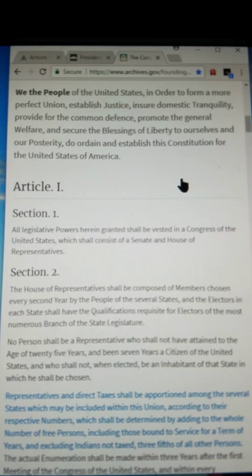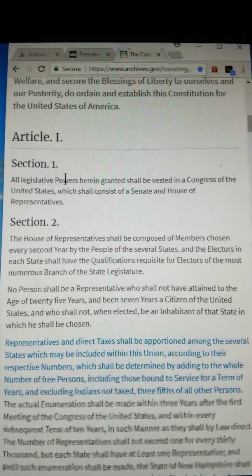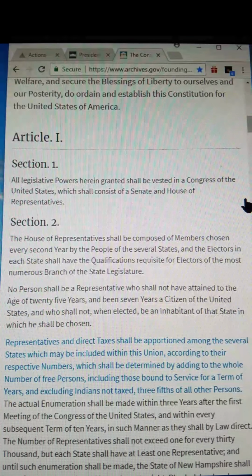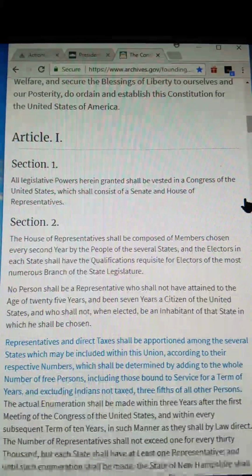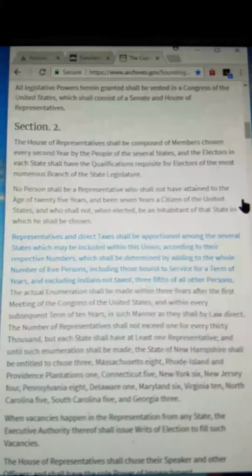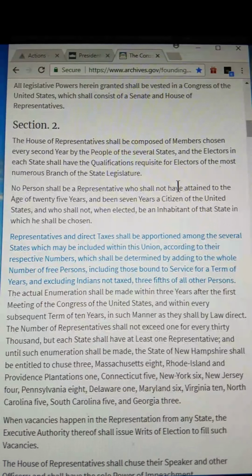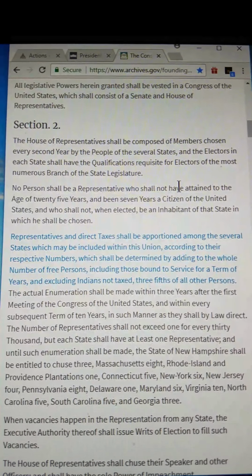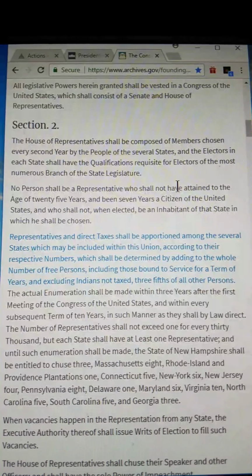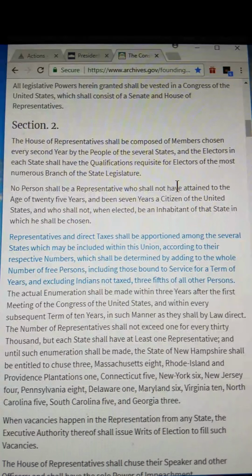But anyway, down here in Article 1, all legislative powers herein granted shall be vested in a Congress of the United States, which shall consist of a Senate and a House of Representatives. The House of Representatives shall be composed of members chosen every second year by the people of the several states, and the electors in each state shall have the qualifications requisite for electors of the most numerous branch of the state legislature.